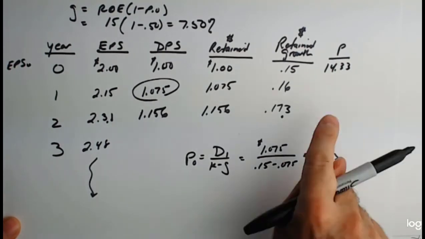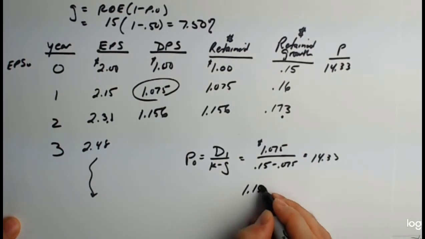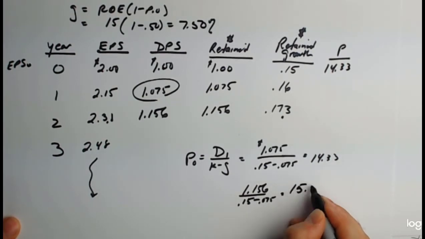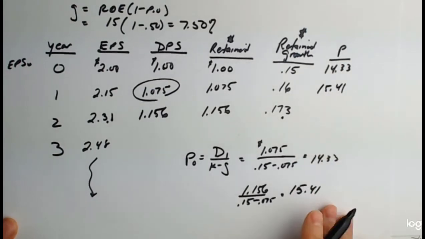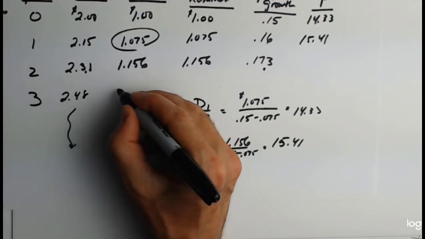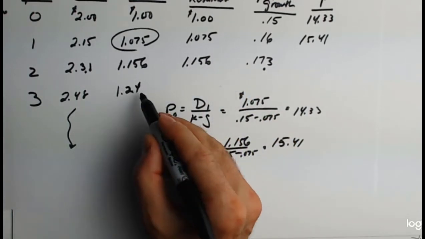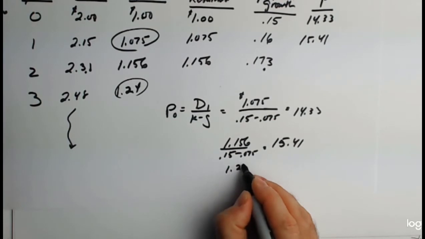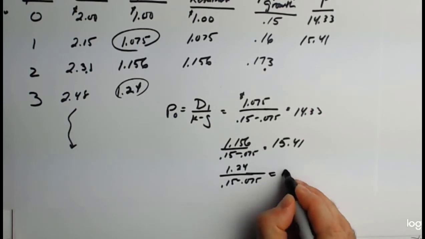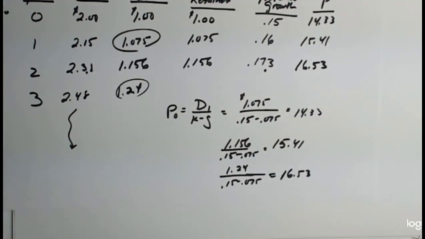Okay, not so bad. Now, what about this stock price here for period 1? Well, it's going to be this period's dividend divided by 0.15 minus 0.075. And that will be $15.41. And then we do the same thing here. And if we were to go further, this would be about $1.24. And I got rounding issues all along the way. And so we're going to need this $1.24 divided by 0.15 minus 0.075. This comes out to be 16.53.